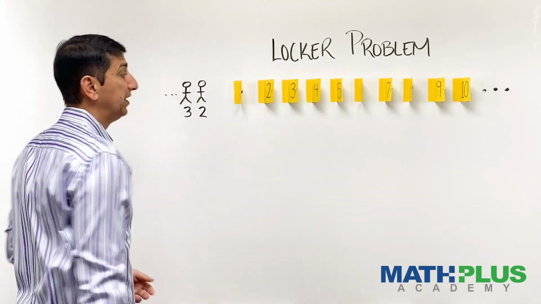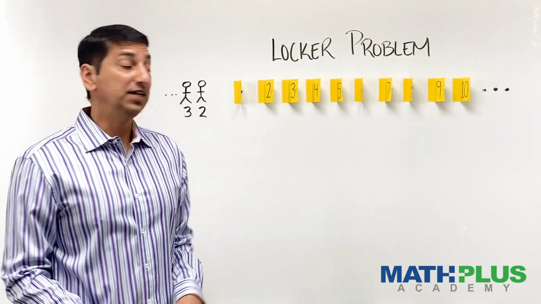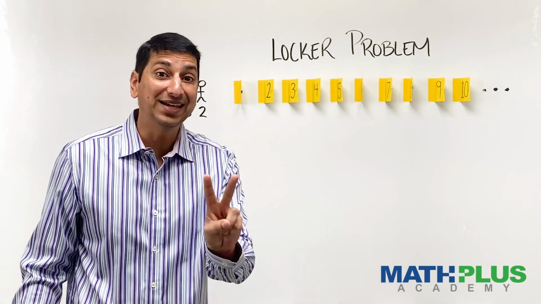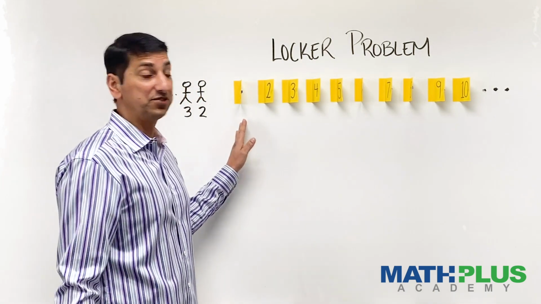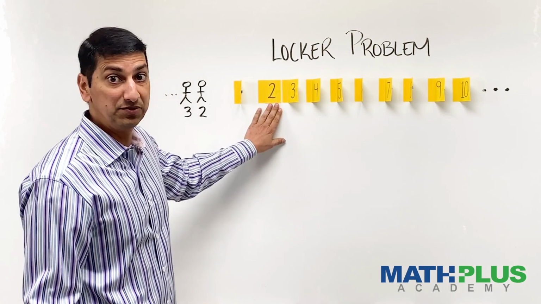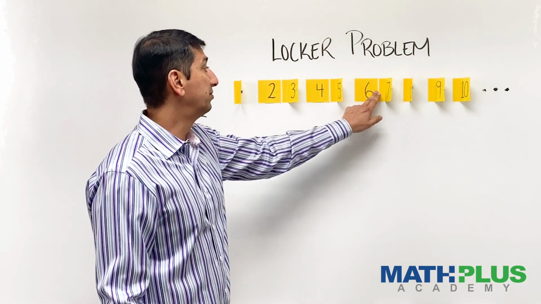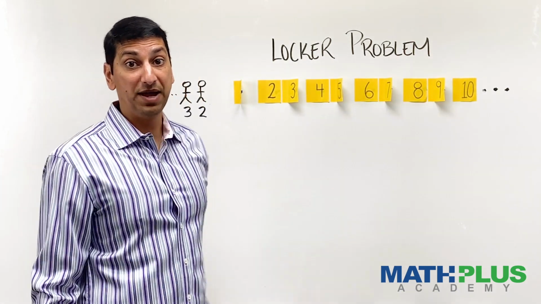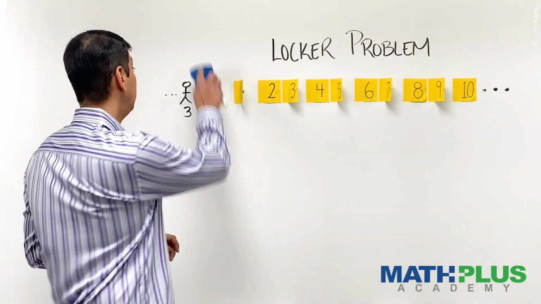They're done. Now the second person is going to walk by, but they are only going to change every second locker. So they'll skip the first locker, close that one because it was open, close number 4, number 6, number 8, and number 10. All the way to 100, repeating that pattern. That's our second person. Now we're done.